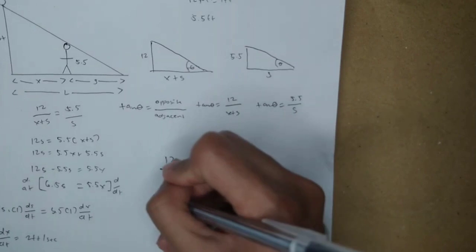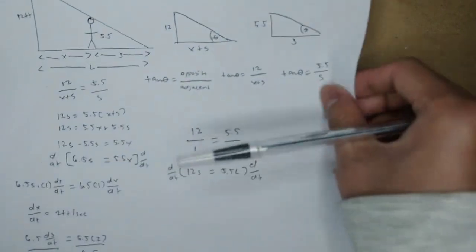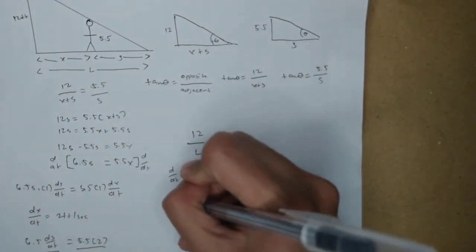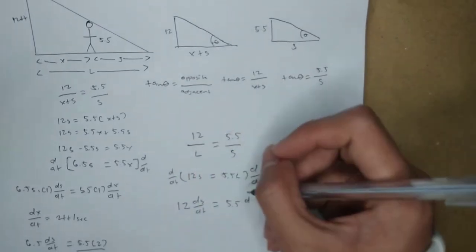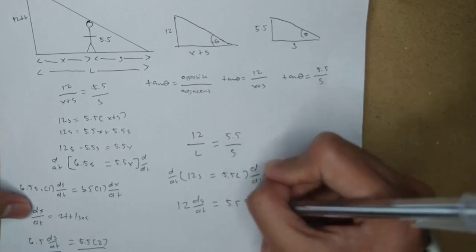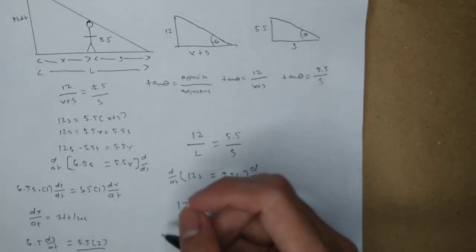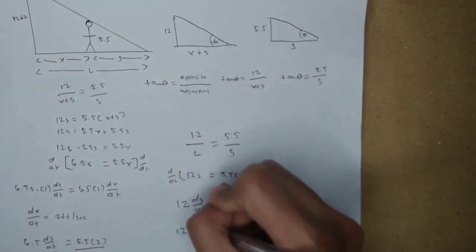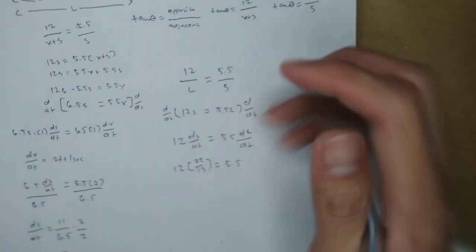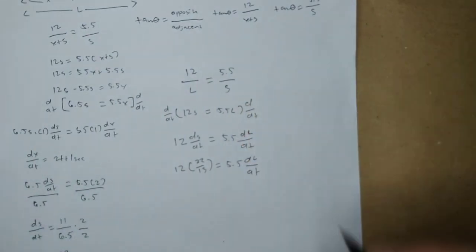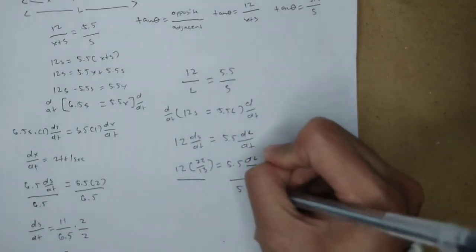Now that we're done, again, we are just going to differentiate with respect to time. After that, we would come up with 12 ds/dt equals 5.5 dL/dt. Since we have already solved for the value of ds/dt, we're just going to substitute. So it would be 12 times 22 over 13 equals 5.5 dL/dt. Now, to get the value of dL/dt, we are just going to divide both sides by 5.5.